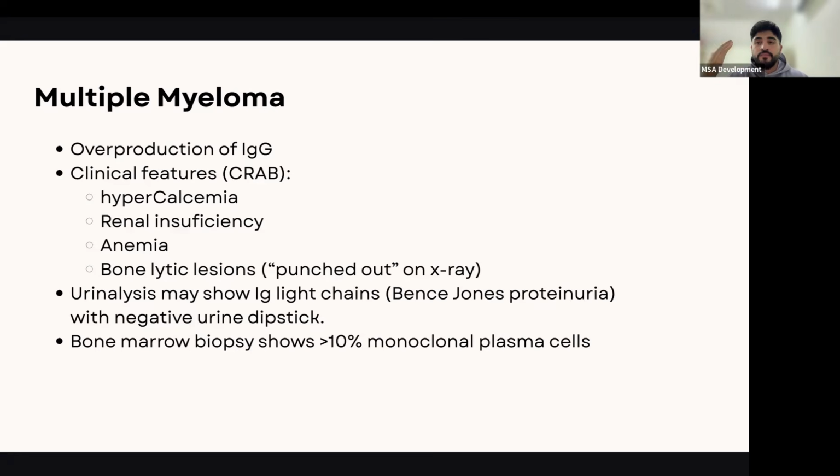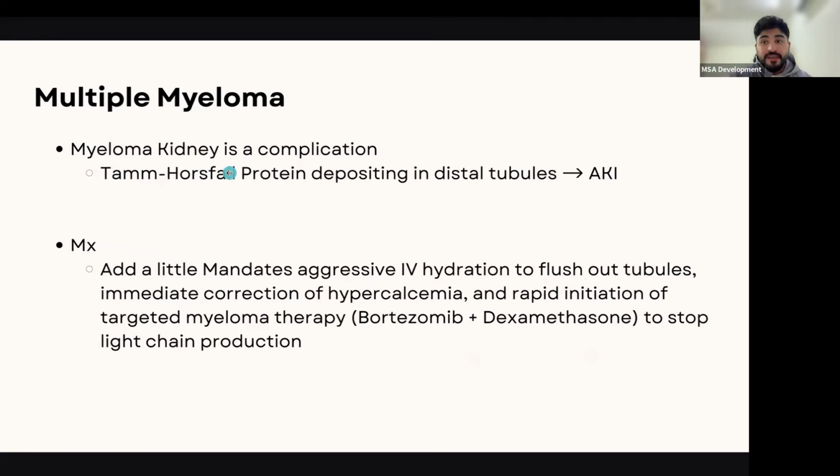Tamam? And a further thing that might pop up in your clinical scenarios is that it will tell you that the bone marrow biopsy showed more than 10% of monoclonal plasma cells. This is a giveaway that this is multiple myeloma. Tamam? So myeloma kidney is a complication of multiple myeloma.